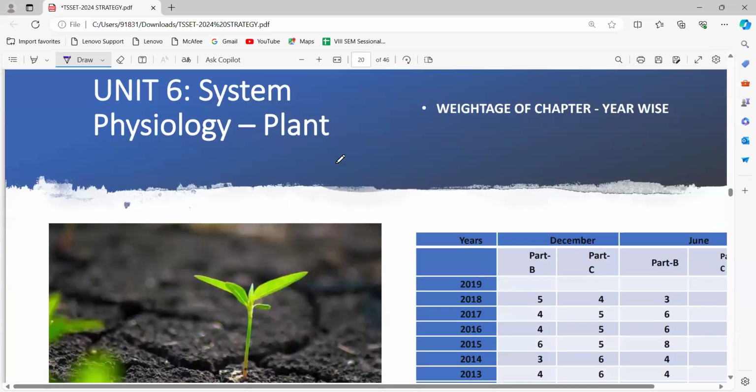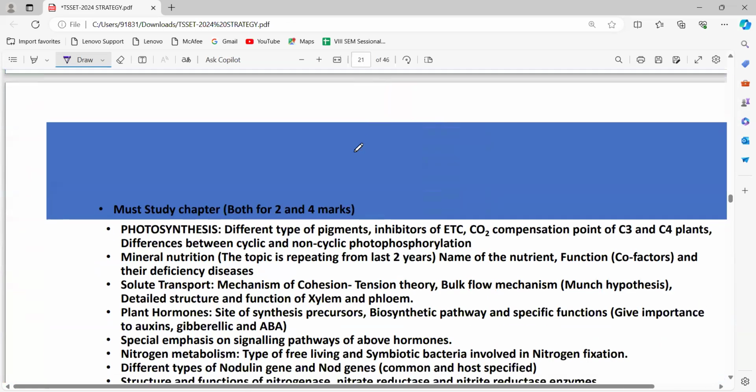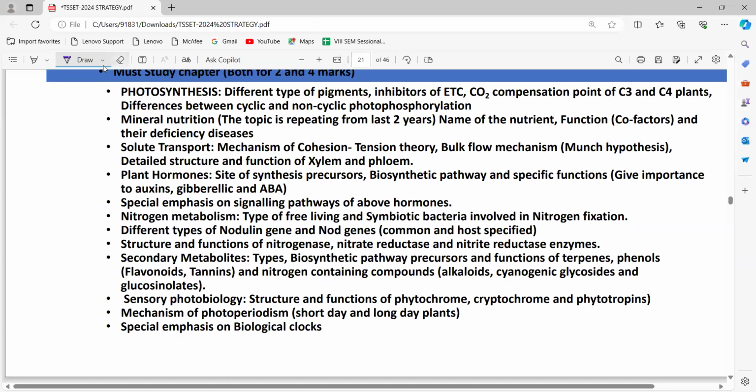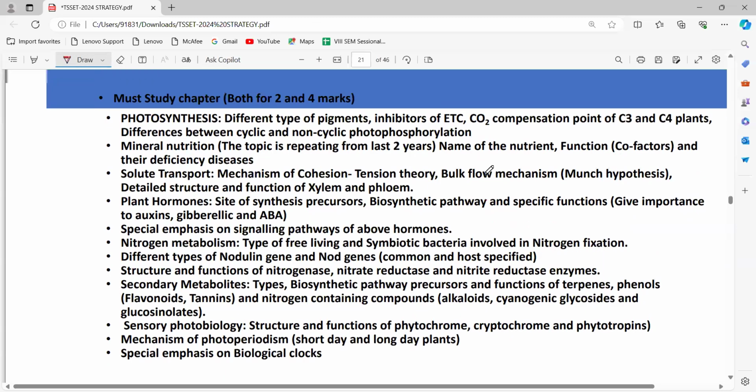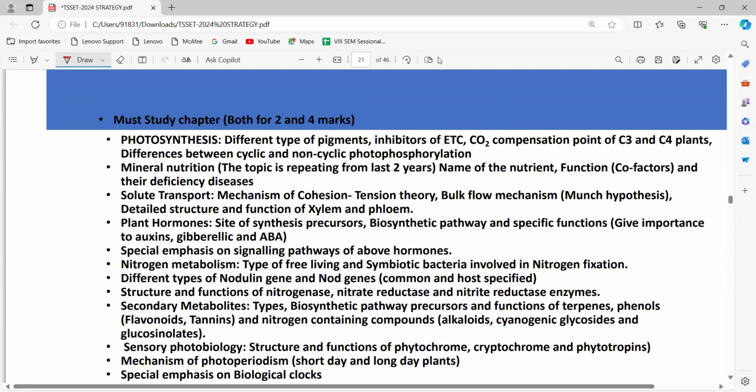The next, plant physiology. Even though you are from a zoology, biotechnology, or other background, it is super important. You should not neglect plant physiology. Once again, I'm telling you, if you leave any unit among 1 to 6, you can't qualify the exam. Remember this point. In plant physiology, surprisingly, what they asked was only from photosynthesis.